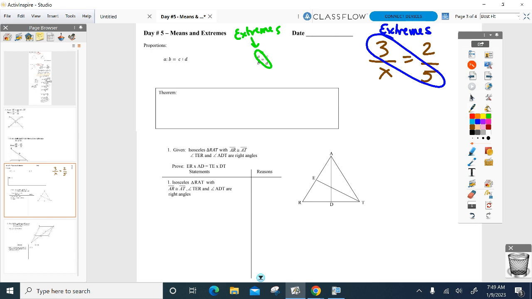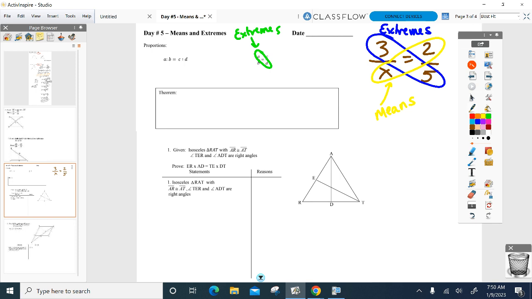And what other two values would you multiply, Spence? X and 2. These are called your means in a proportion. So when you cross multiply values, those values have names, means and extremes.